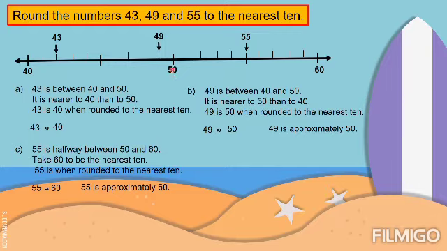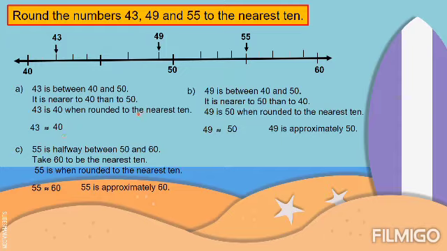So let us start now, class, with the number 43. As you see, class, 43 is between 40 and 50. But take note, class, 43 is closer to 40. So therefore, class, 43 is 40 when rounded to the nearest 10. Why? Because 43 is closer to 40. So therefore, 43 is approximately 40.